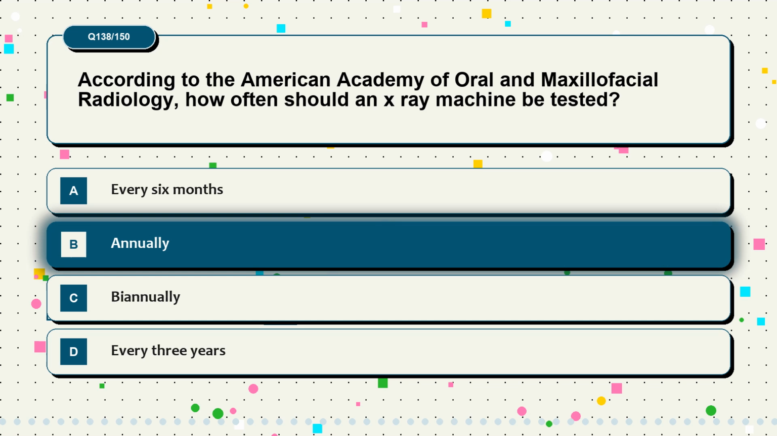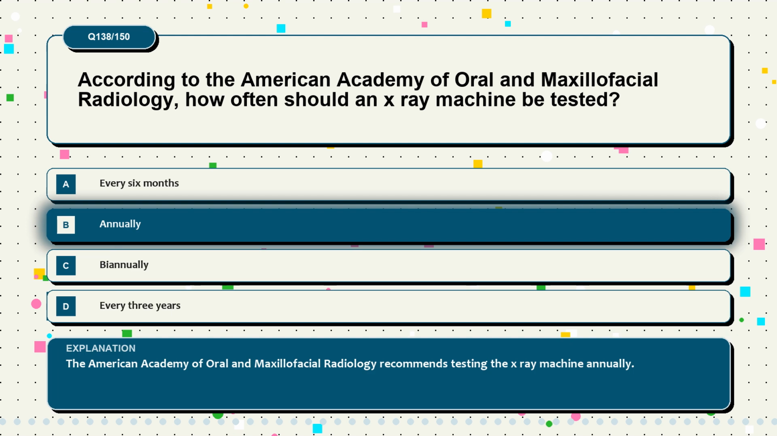The correct answer is option B, annually. The American Academy of Oral and Maxillofacial Radiology recommends testing the X-ray machine annually.